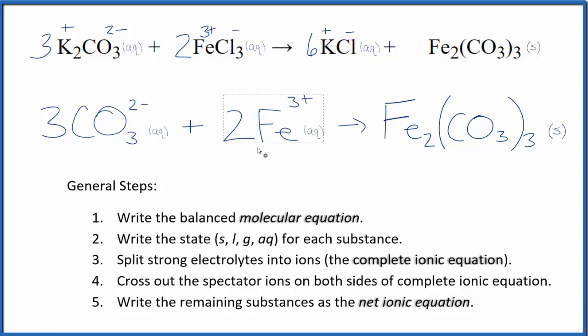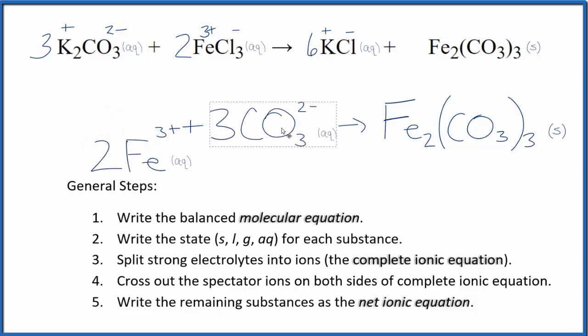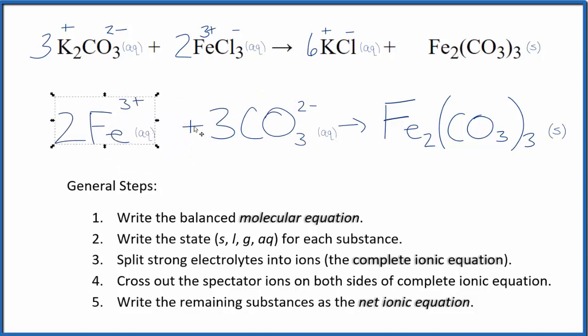Sometimes you'll see the positive ion here written first. It really doesn't matter. Maybe it looks a little bit better. But that's it. This is the balanced net ionic equation for K2CO3 plus FeCl3.